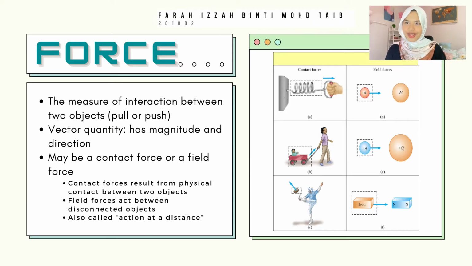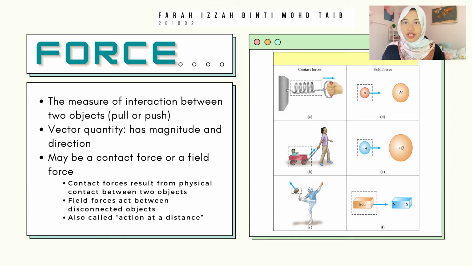First of all, I will present to you about force. Force is the measure of interaction between two objects, which are pull or push. It is a vector quantity and has magnitude and direction, and it may be a contact force or a field force.